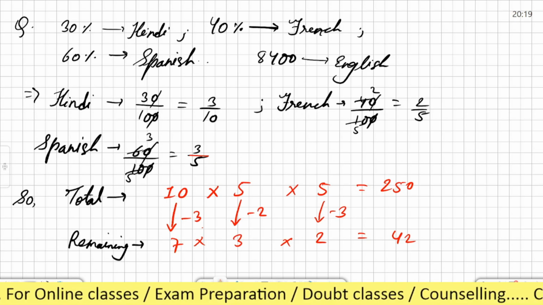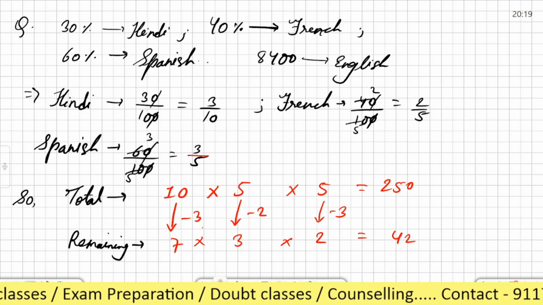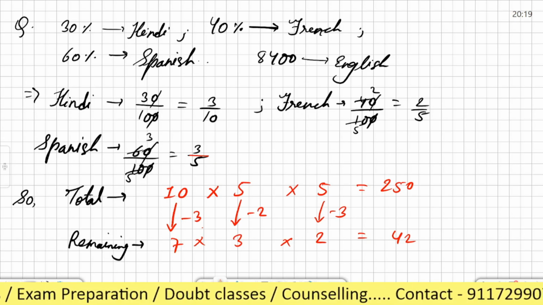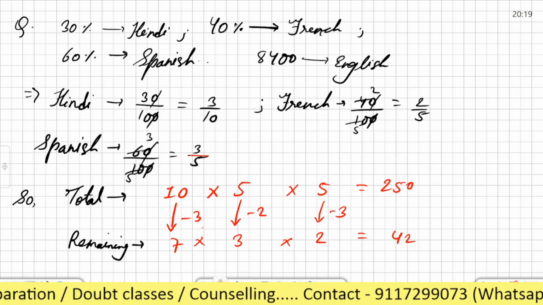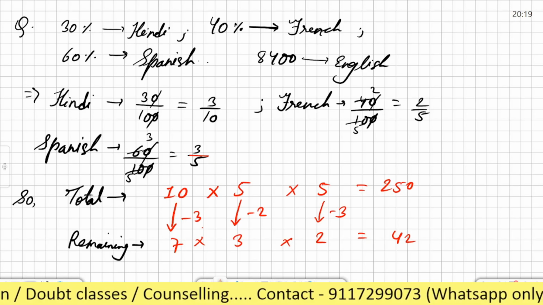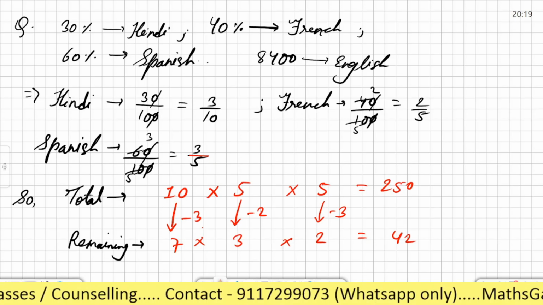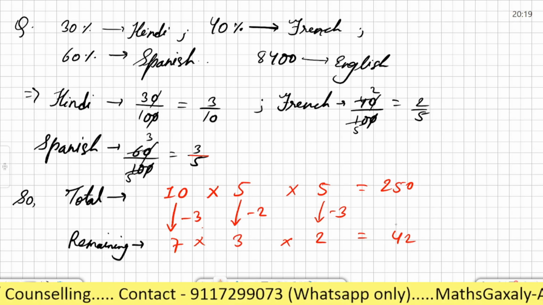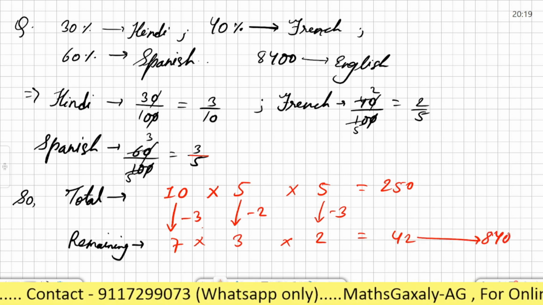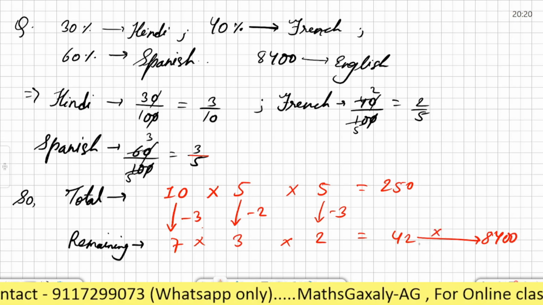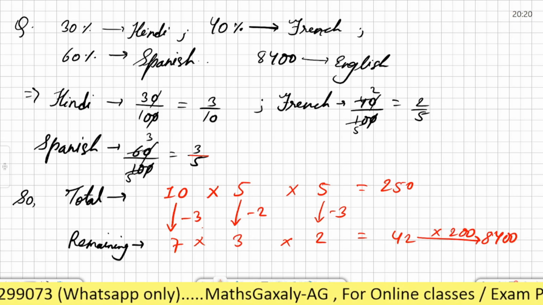And read that line: the remaining 8,400 books are in English. It means in a library 30% are Hindi, 40% French, 60% Spanish. After this, the remaining books are in English, and the number of remaining books is 8,400. Here the remaining book is 42. It means the English books are total 42, and its value is given as 8,400. How many times? 200 times, right?